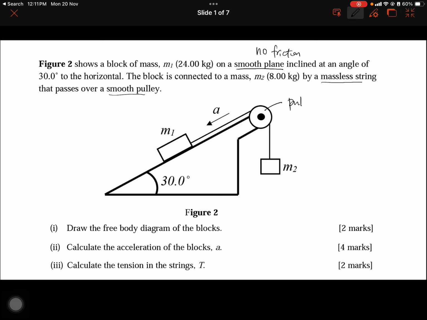It is connected by a massless string that passes over a smooth pulley. So this is going to be the pulley, and the pulley is used to change the orientation of the string. For example, this one is vertical, and with the pulley, we're going to have a relatively horizontal string. That is the idea. Another thing we have to bear in mind is this massless string. The string is used to connect the two masses together. So M1 is connected to M2 by this massless string. That's important. And then let's take a look at the question.